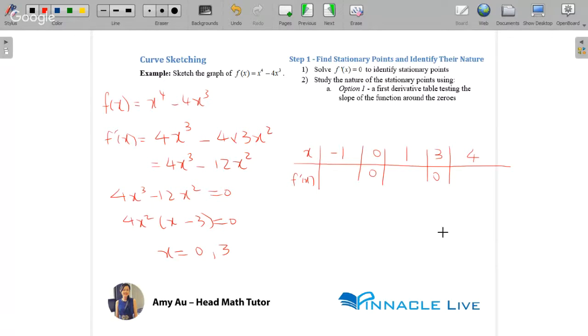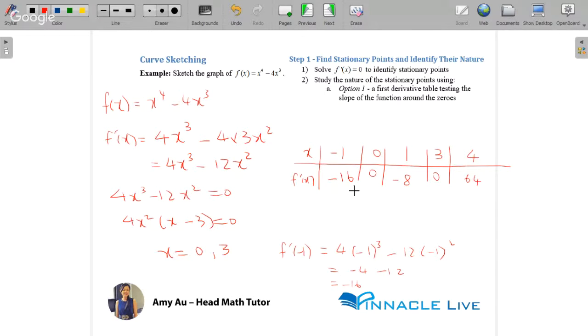Okay, so once you've got all of that, it's just about chucking it into the calculator. So obviously you can't see me putting it into the calculator, but what you want to do is find out, for example, what f dash -1 is by substituting it into here. So 4 times -1 cubed minus 12 times -1 squared. So you get -16. All right, so you get the gist of it. So that's the number you put in. And then you sub 1 into the first derivative, you should get -8. And you sub 4 into the derivative should get you 64.